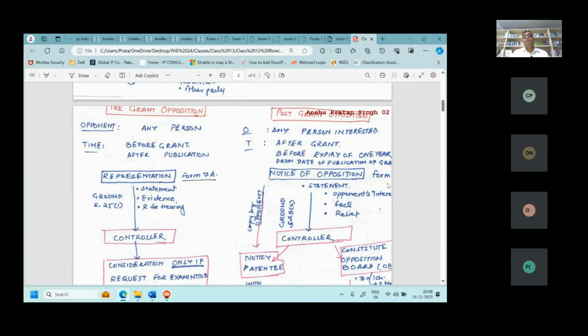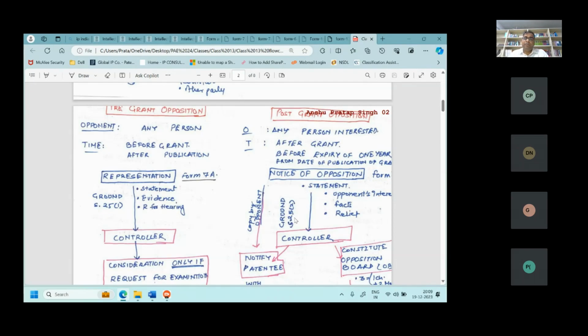Notice of opposition, form 7, statement, opponent's interest, facts and relief. Opponent's interest has to be told because only any person interested can file. This is how opponent's interest, facts and relief have to be provided. Then come the grounds. Under section 25(2), it has to be mentioned.